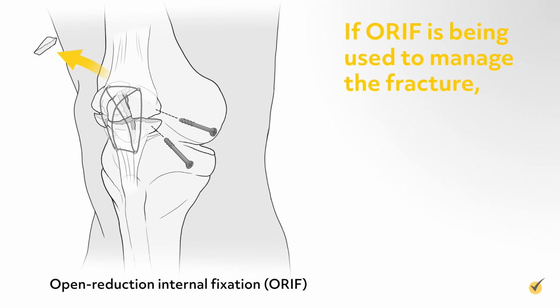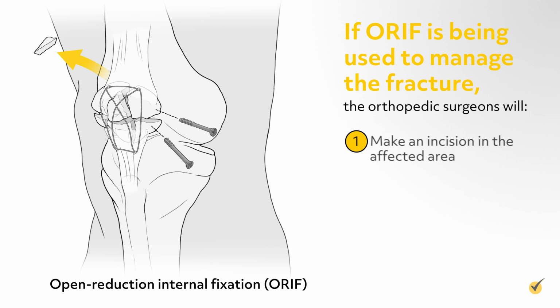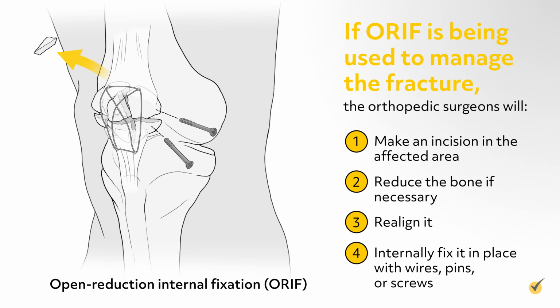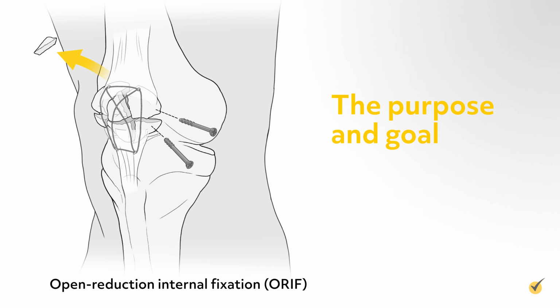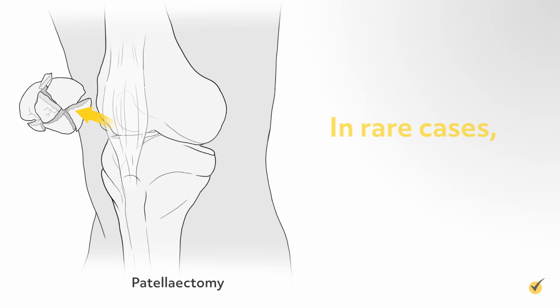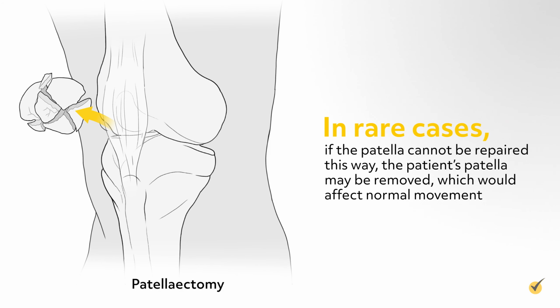If ORIF is being used to manage the fracture, the orthopedic surgeons will make an incision in the affected area, reduce the bone if necessary, realign it, and internally fix it in place with wires, pins, or screws. The purpose and goal of this procedure is for the patient to be able to regain or maintain use of the knee joint for bending, leg straightening, and walking. In rare cases, if the patella cannot be repaired this way, the patient's patella may be removed, which would affect normal movement.